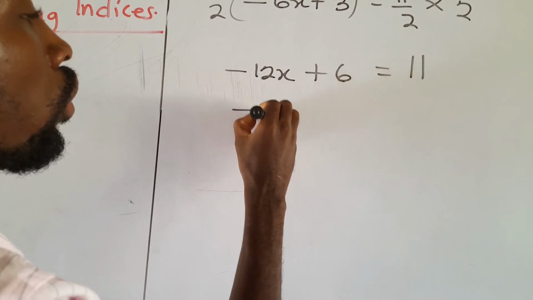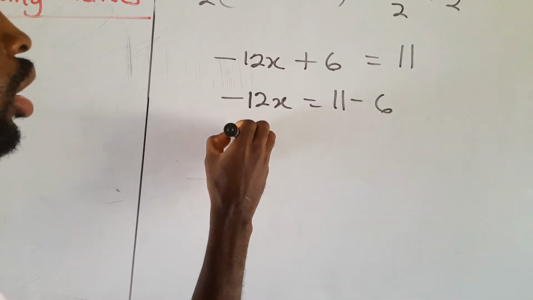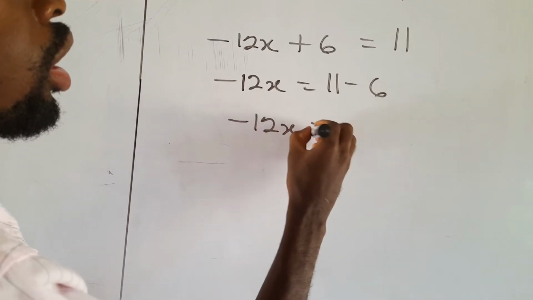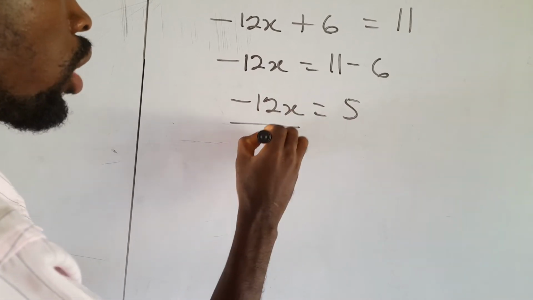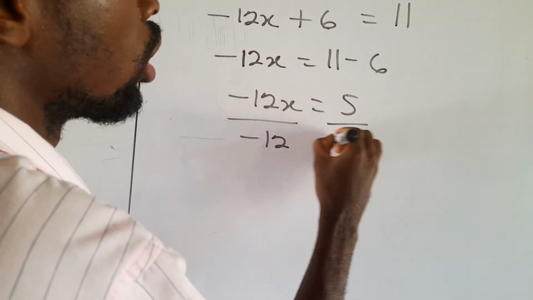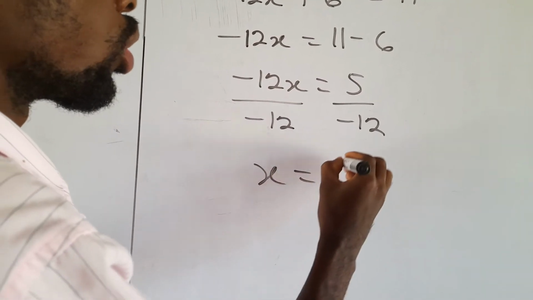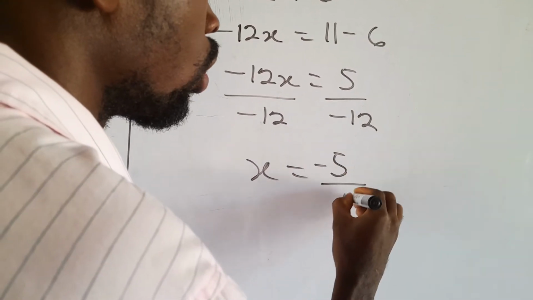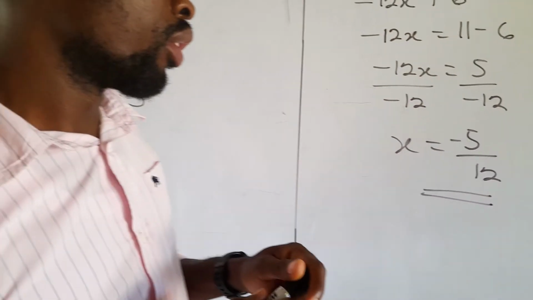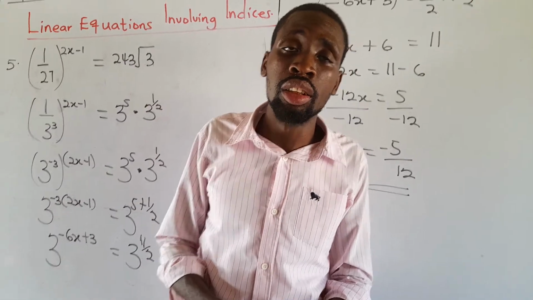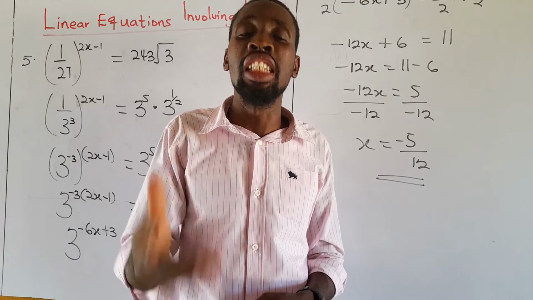So our negative 12x will be equal to 11 minus 6. Negative 12x, 11 minus 6 is 5. Now divide both sides by the coefficient of the variable, negative 12x. Negative 12 divided by negative 12, x will be equal to negative 5 over 12. I hope you have the same answer. That's wonderful. So our next discussion will be quadratic equations involving indices.